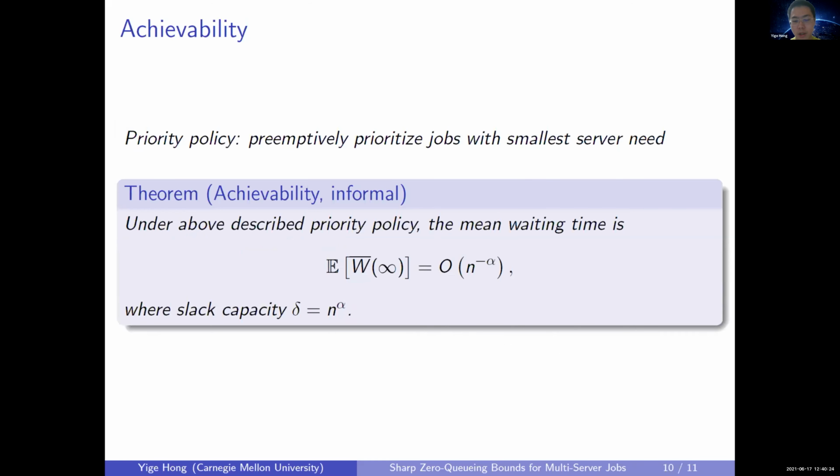Our next result shows that the lower bound is indeed tight. It can be achieved by a priority policy. The priority policy is constructed as follows. We prioritize jobs with the smallest server need. And this policy works preemptively, which means we can interrupt jobs in the middle of their service. We show that under this priority policy, the mean waiting time achieves the lower bound n to the power of negative alpha.